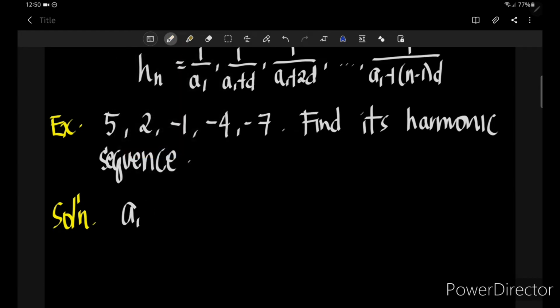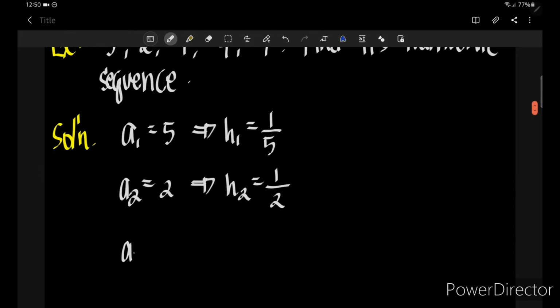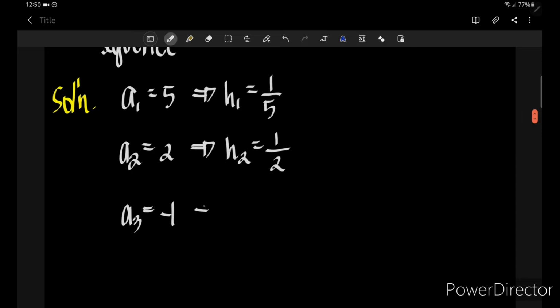Alam natin na ang a sub 1 ay 5. Okay? Now, yung reciprocal nito, which is h sub 1, is 1 over 5. Okay? Next, we have a sub 2. And that is 2. Get its reciprocal. We have h sub 2 equals 1 half. Okay. A sub 3. Ang a sub 3 natin is negative 1. So, get its reciprocal. Makakuha natin si h sub 3. And that is still negative 1.